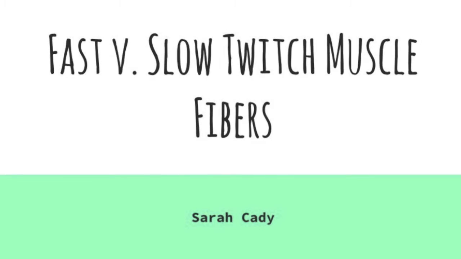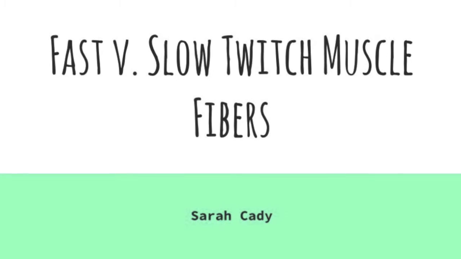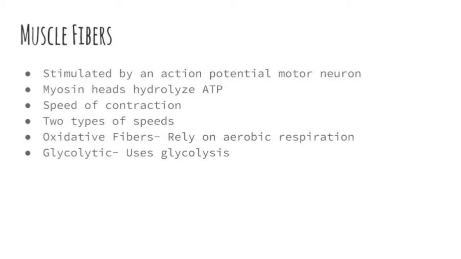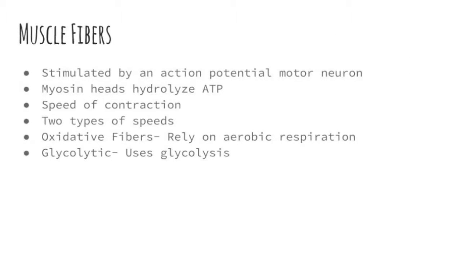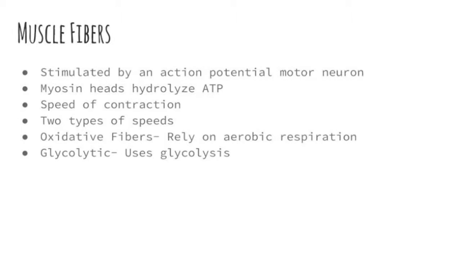Today we will be talking about fast versus slow twitch muscle fibers. To begin, we'll talk about muscle fibers. All skeletal muscle fibers contract when stimulated by an action potential in a motor neuron. However, the speed at which they contract differs among muscle fibers.